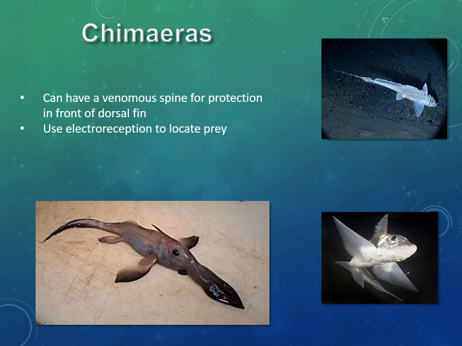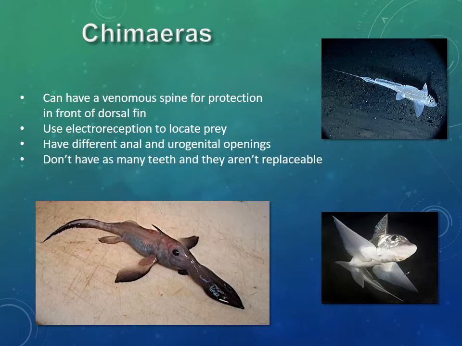All right, Chimaeras. So this is the oddball group. They have a venomous spine for protection on the top of their body. They can use electroreception. They have separate anal and urogenital openings, which is different from the shark, which has a cloaca. They don't have as many teeth and they're not replaceable, so they're kind of weird. They kind of don't have some of the more classic chondrichthyes characteristics. But they branched off from the more classic sharks about 400 million years ago, so they've had some time to do their own things. They were once more diverse, but now they're a little less so. Also called the ghost shark or spookfish, so they got some other colorful names.